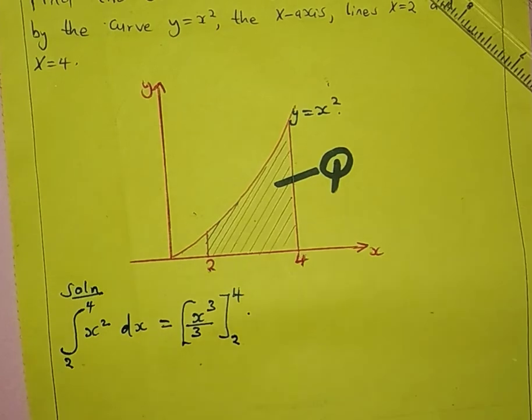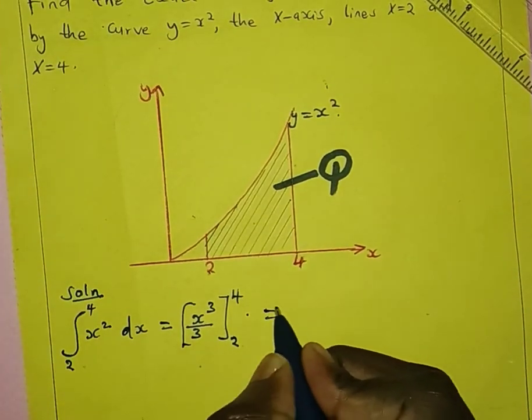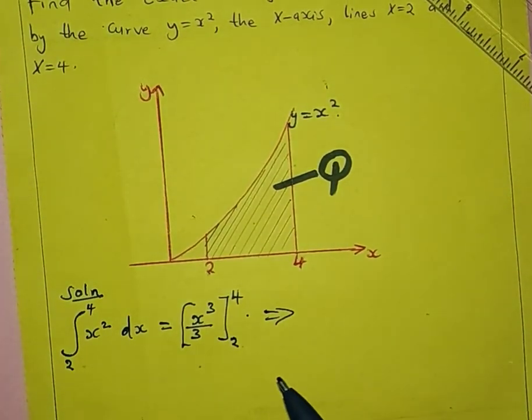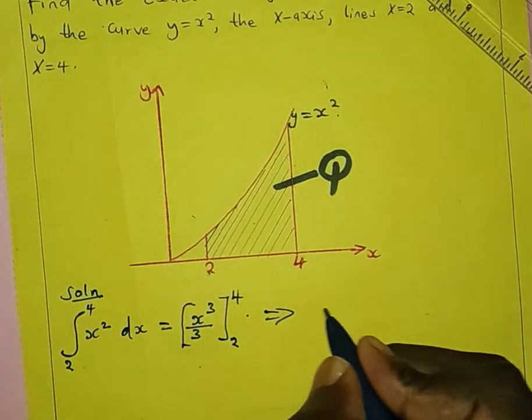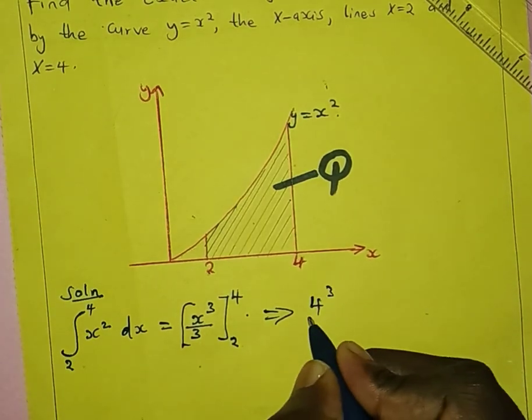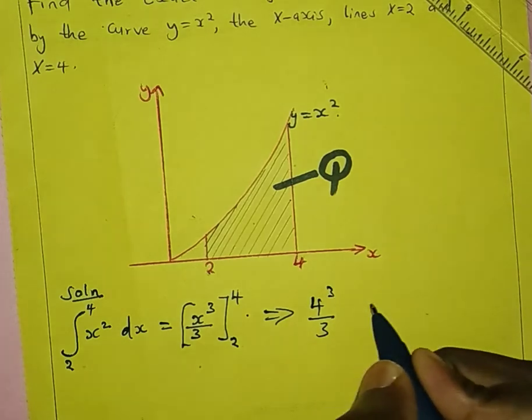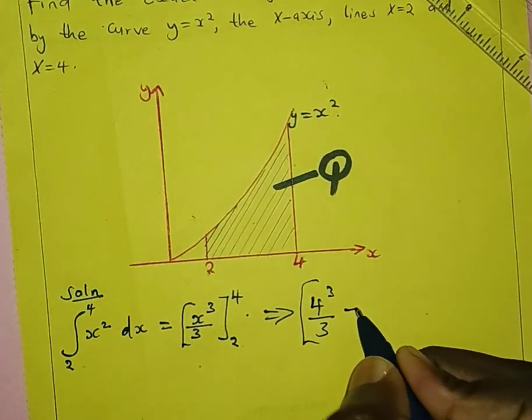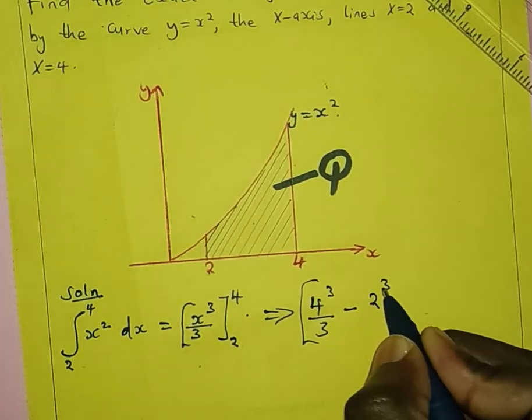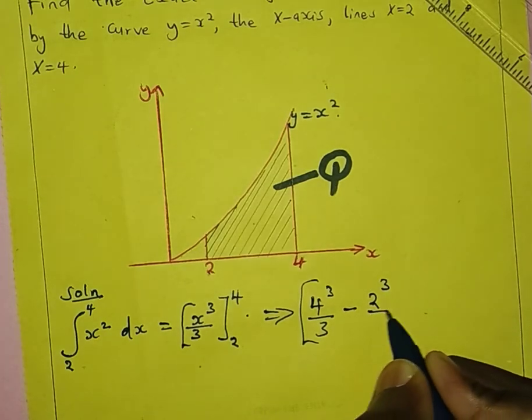Now, next step, we substitute. Where there is x, we substitute with 4, then subtract. Where there is x, substitute with 2. So it will be 4 cubed over 3 minus 2 cubed over 3.